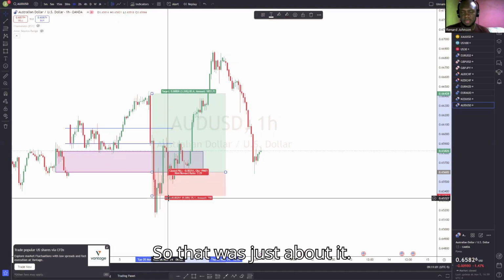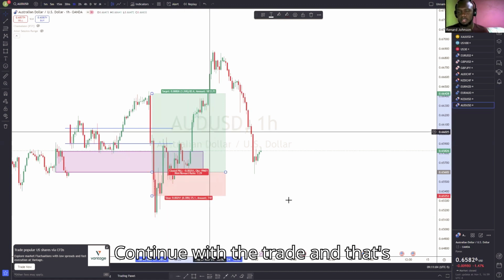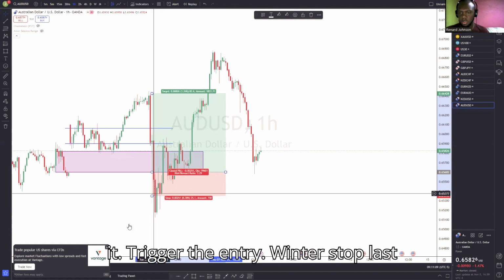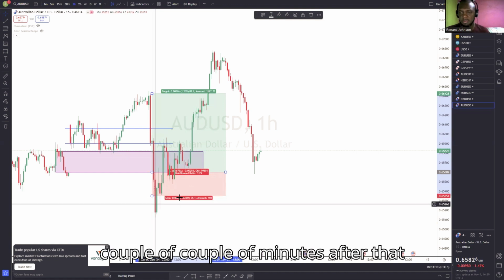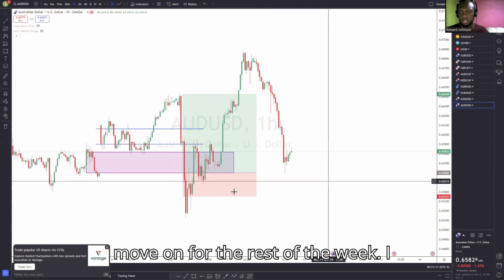So that was just about it. Continue with the trade, and that's it. It triggered the entry, went to stop loss a couple of minutes after that, and I was okay with it. I just moved on for the rest of the week.